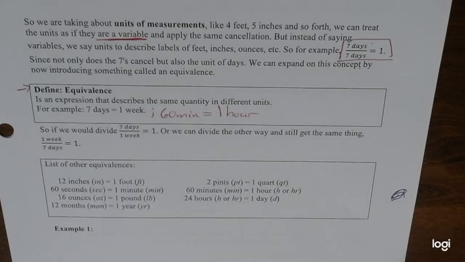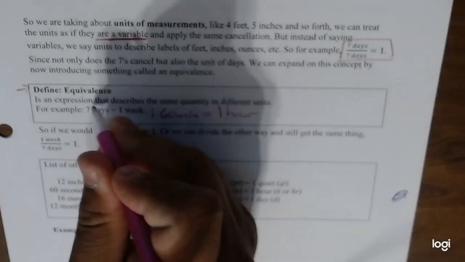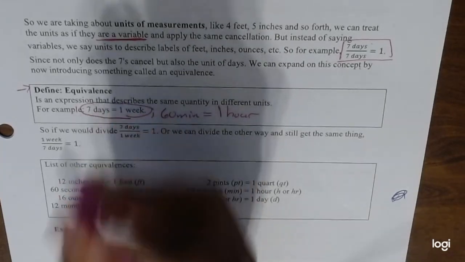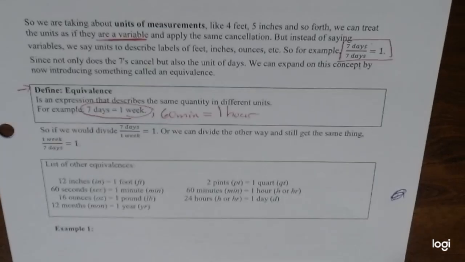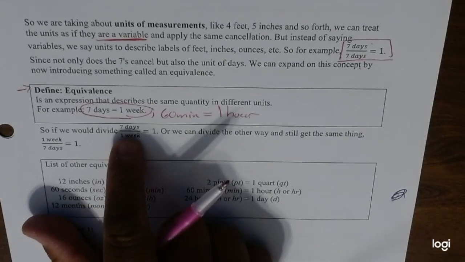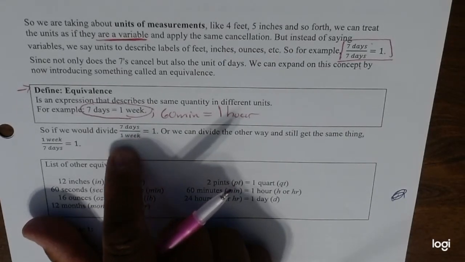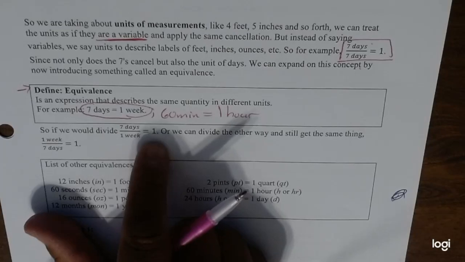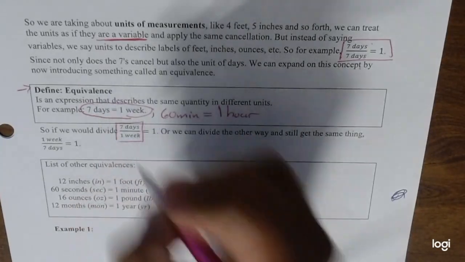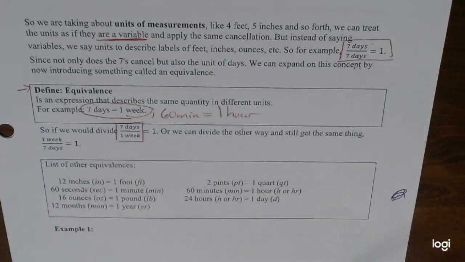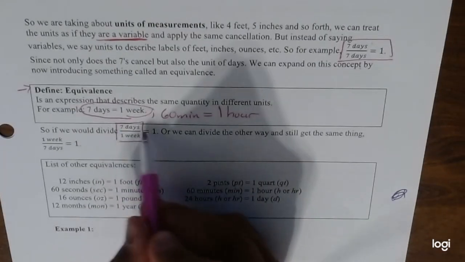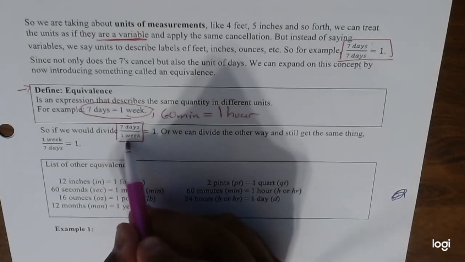Now, when it comes to an equivalency, there are a couple of ways I can write this. I can write it with the equal sign, or I can bring it into a division symbol, making it look like that. So we say 7 days per 1 week equals 1. So in our case, we're going to use our equivalency in fraction format. What this says is 7 days per 1 week. The division symbol means per, whatever is on the bottom.